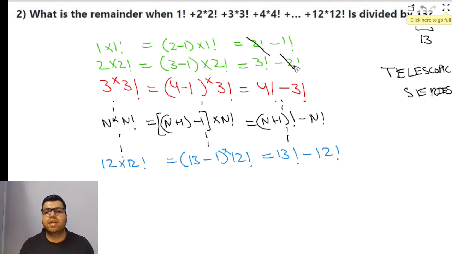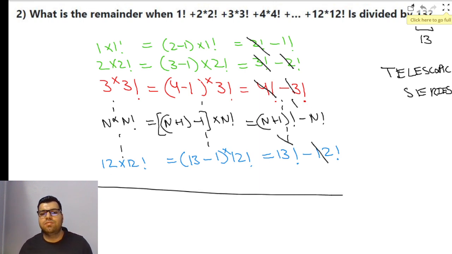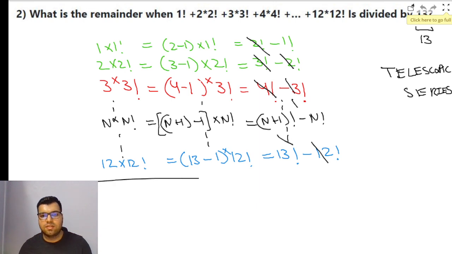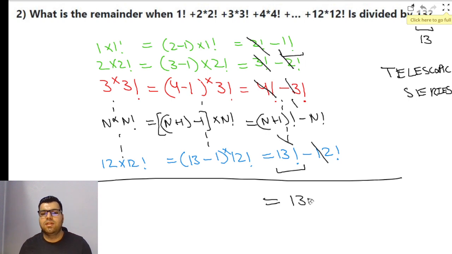So 2 and 2 are getting cancelled, 3 and 3 are getting cancelled, 4 will get cancelled, and then 12 will get cancelled. So the sum of this is what? We are left with 13 factorial and 1 factorial. So 13 factorial minus 1. So this is our value.